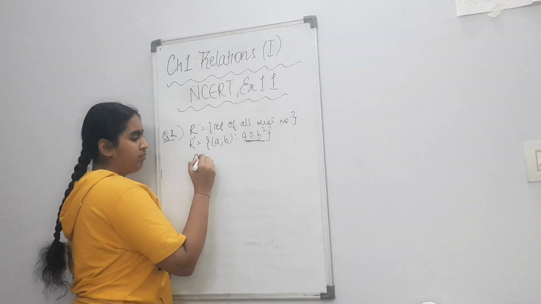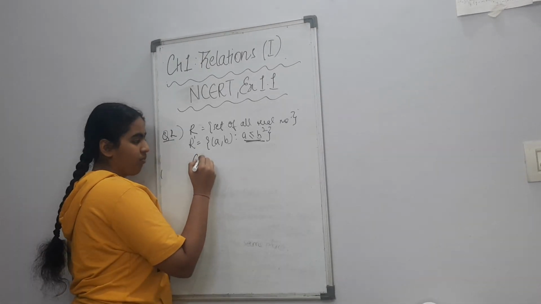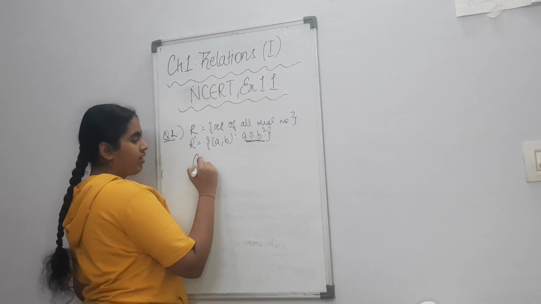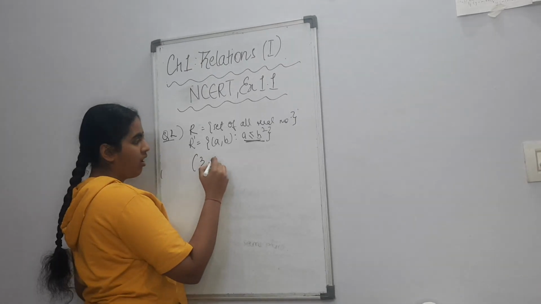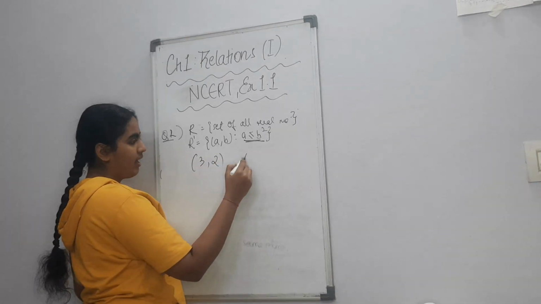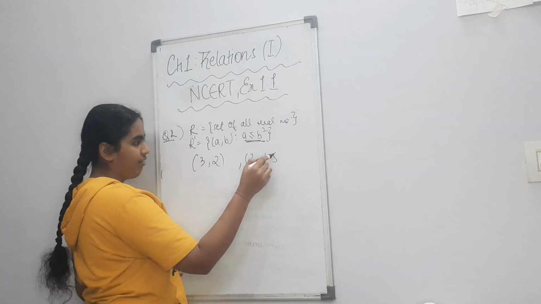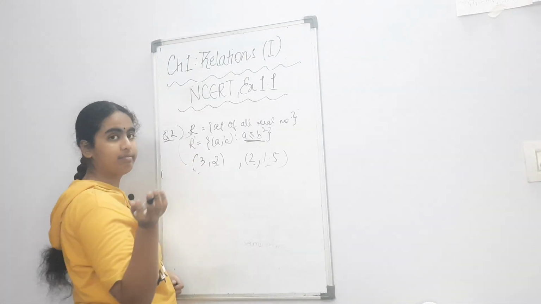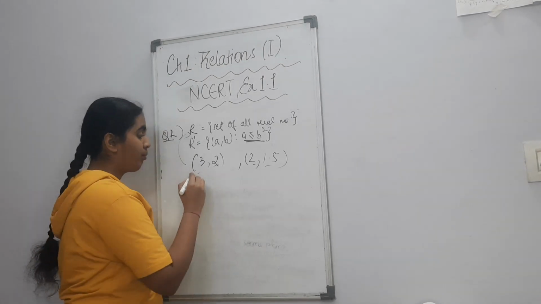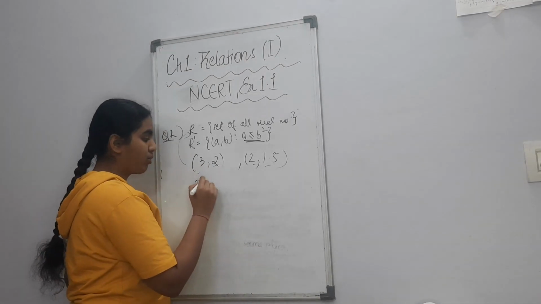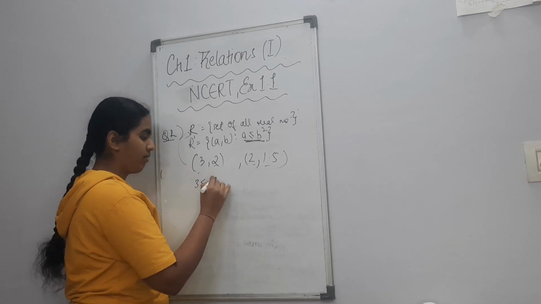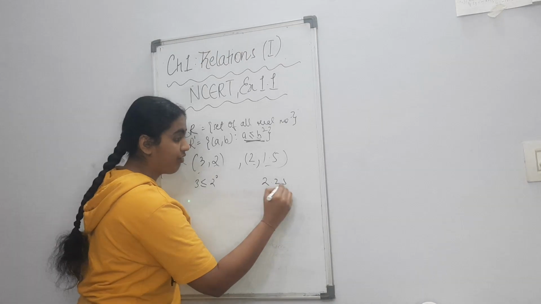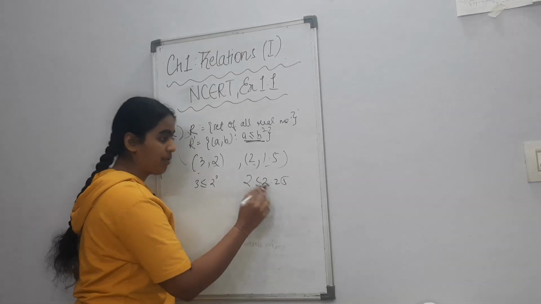Let's take 3 comma 2, and then let's take 2 comma 1.5. Okay, real numbers belong to the domain. We can take that, right? Now 3 is less than or equal to 2 square, right? 3 is less than 2 square. This proves the question. Now 1.5 square is 2.25, right? And 2 is less than or equal to 2.25.